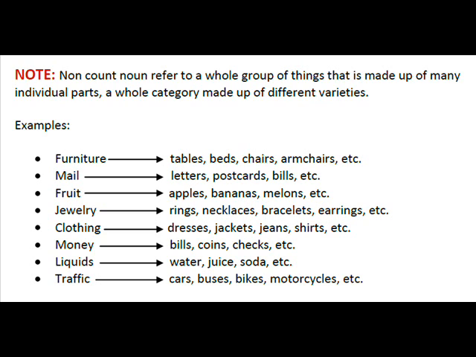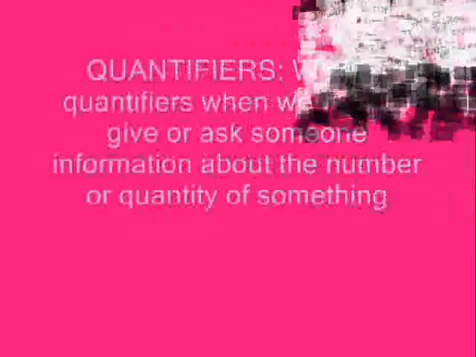Jewelry, rings, necklaces, bracelets, earrings. Clothing, dresses, jackets, jeans, shirts. Money, bills, coins, checks. Liquids, water, juice, soda. Traffic, cars, buses, bikes. Quantifiers.